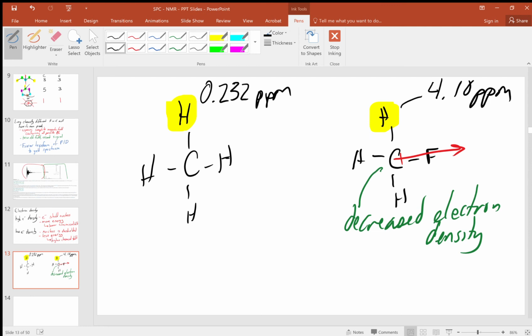So we can see that by changing even one atom, we can end up with a pretty significant difference in chemical shift. And if we added even more fluorines, so let's say we had 3 of them on there, we now get a chemical shift for that hydrogen of around 6.25 ppm. So even less electron density, even higher chemical shift.